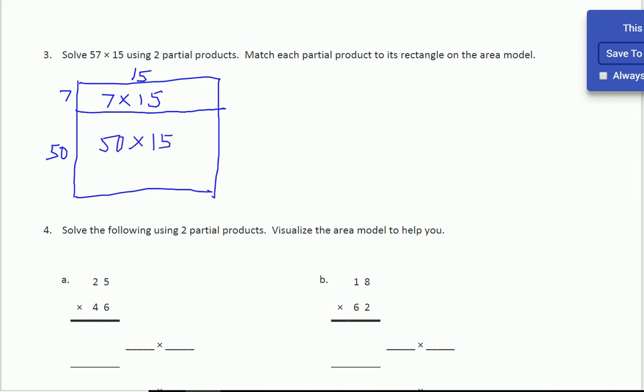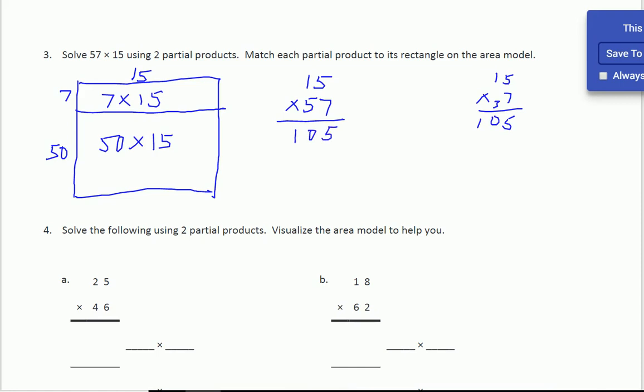Okay, so what do we do now? We're going to go 57 times 15. The first part of it is the first part of our partial products. So 7 times 5 is 35. We could do this separately if you want. 15 times 7. 7 times 5 is 35. 7 times 1 is 7, and 3 is 10, so that'd be 105. So we have 105 here.